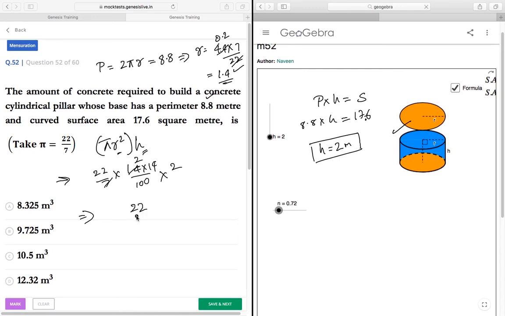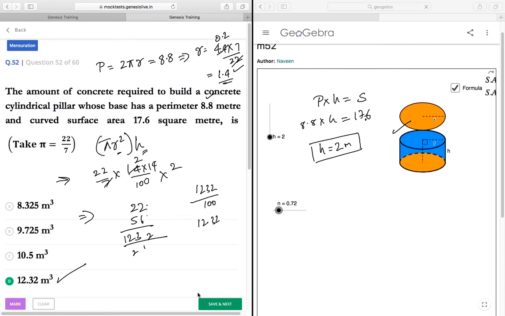So 22 into 56, you can go with Vedic math. 6 2s are 12, and then diagonally you multiply. 6 2s are 12, and then 5 2s are 10, add them. So 12 plus 10, 22 plus 1, carry 23. 5 2s are 10 plus 1, 12. So it is 1232 divided by 100, correct? Which will be equal to 12.32 meters square. Answer is option D. Great.